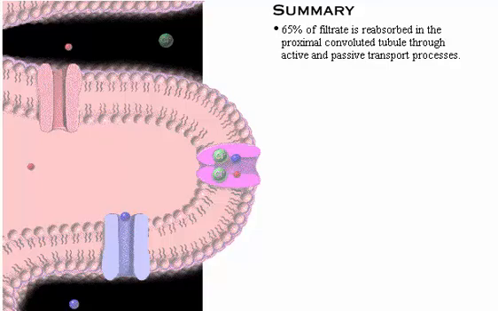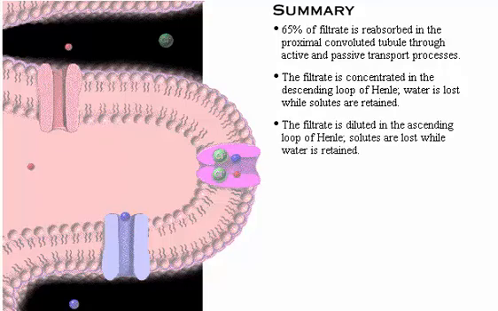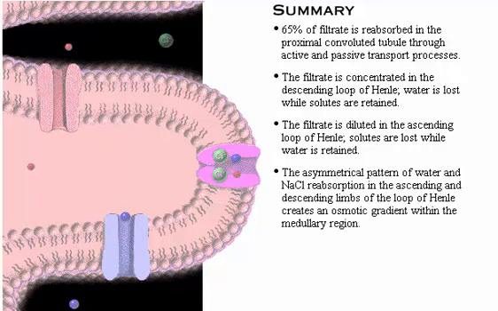The asymmetrical pattern of water and sodium chloride reabsorption in the ascending and descending loop of Henle creates an osmotic gradient within the medullary region. The vasa recta circulates blood through the medulla to provide nutrients without removing solutes and weakening the osmotic gradient. To test your knowledge, click the quiz button to go to the self-quiz.